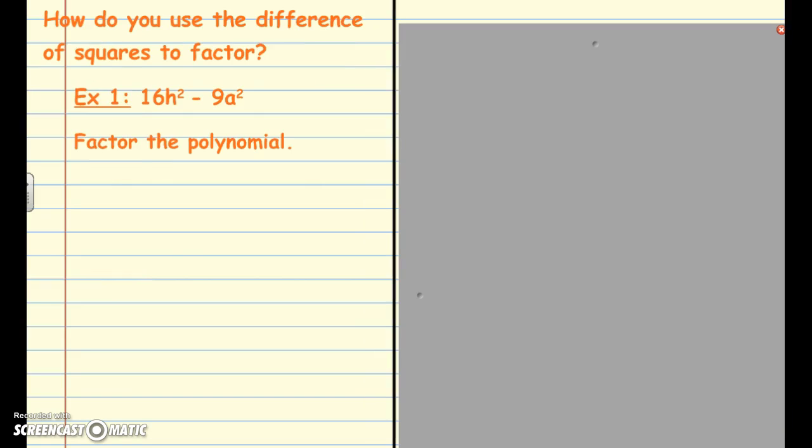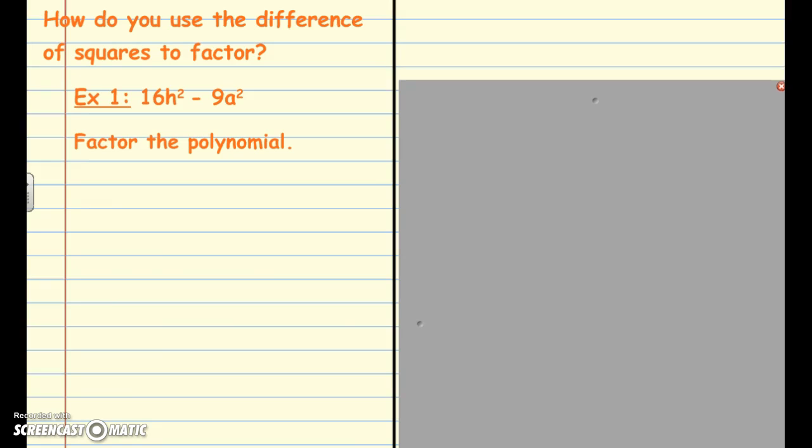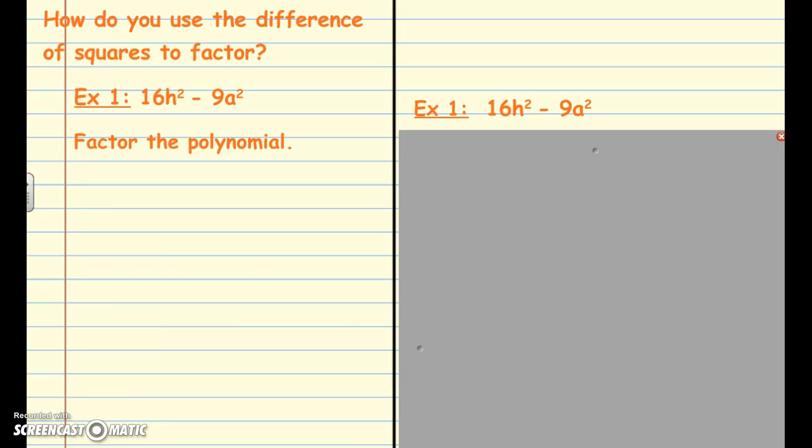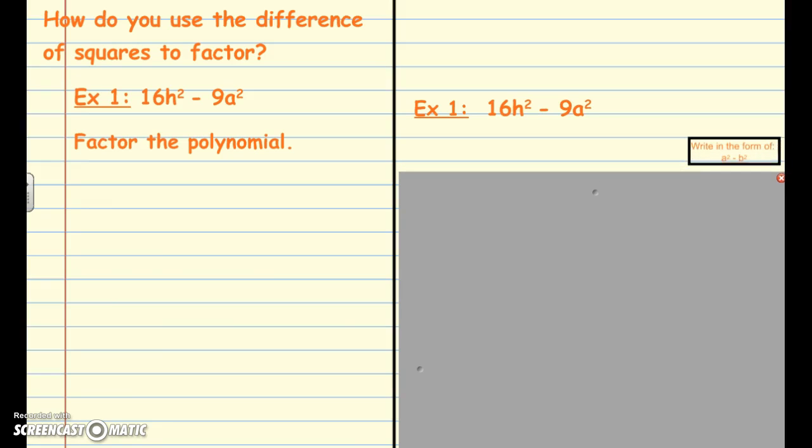All right, moving on. So how do you use the difference of squares to factor? From here, we're going to take a look at example number 1, 16h squared minus 9a squared. And again, the directions are to factor this polynomial. Here's that original expression. The first thing, like we just talked about, is to write this in the form of a squared minus b squared. So you need to use what you know.